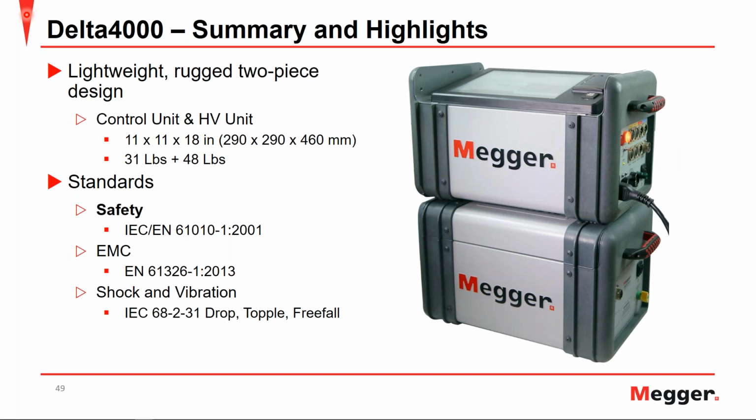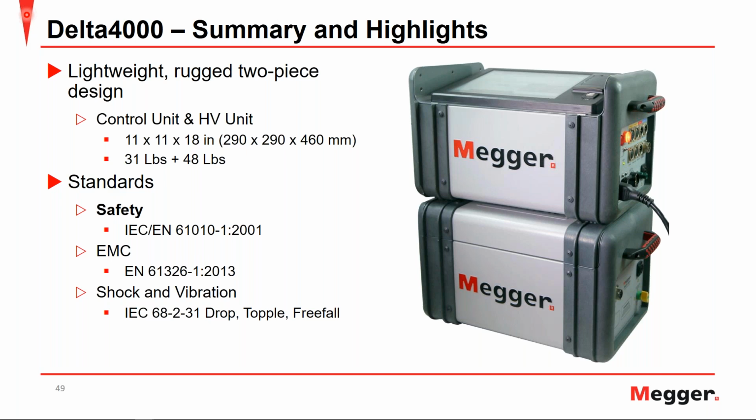So finally moving on to the Delta 4000 summary and highlights. The Delta 4000 is a lightweight, rugged 2-piece design where you have your control unit on the top there and the high voltage unit on the bottom, where the control unit is slightly lighter due to the high voltage unit containing a transformer. Both coming together though at just under 80 pounds.